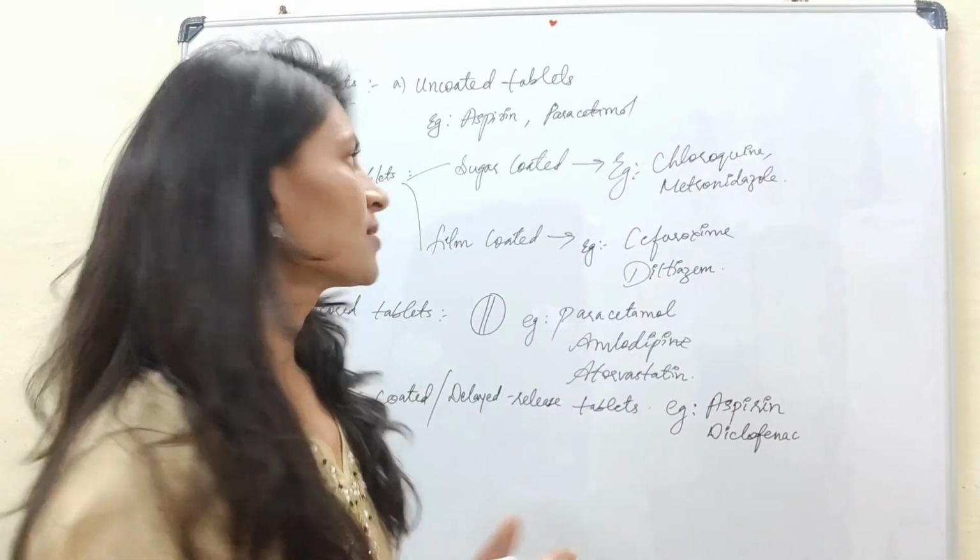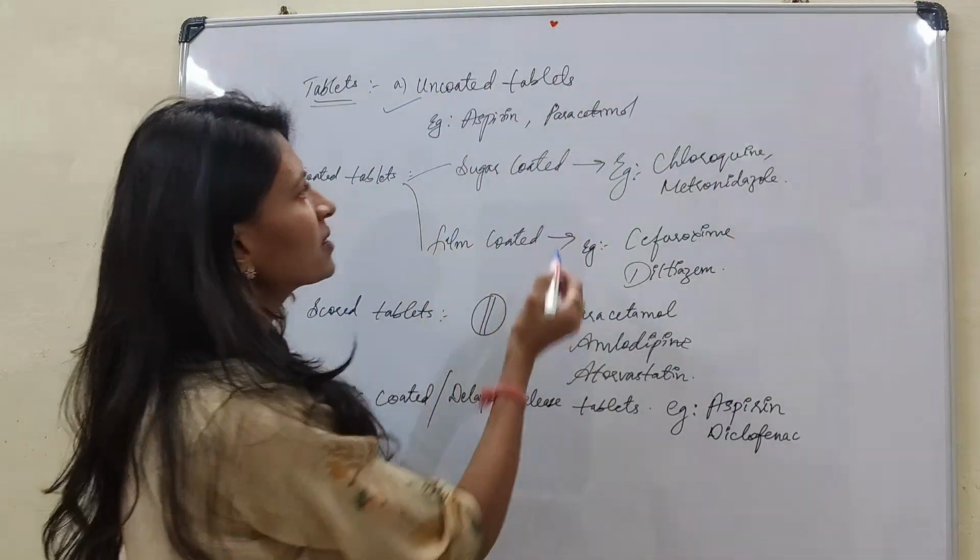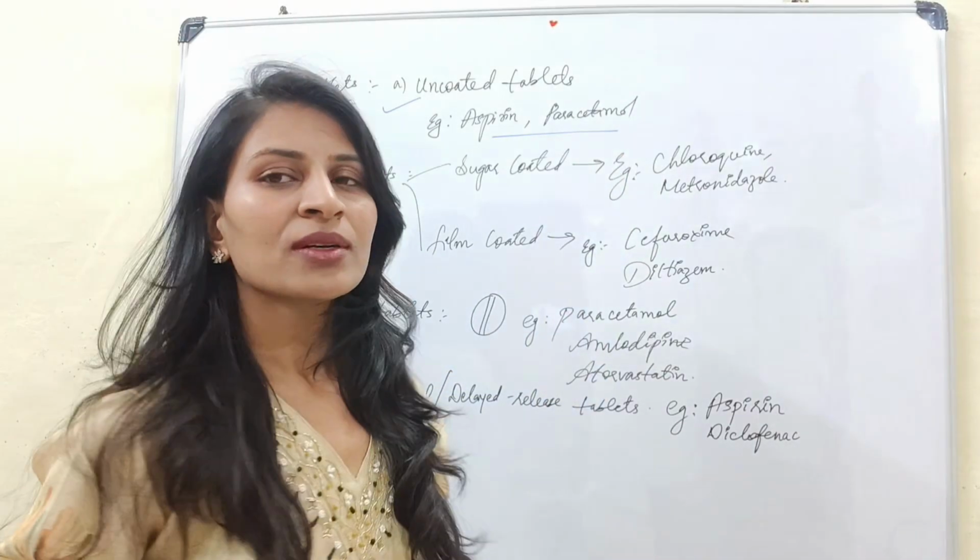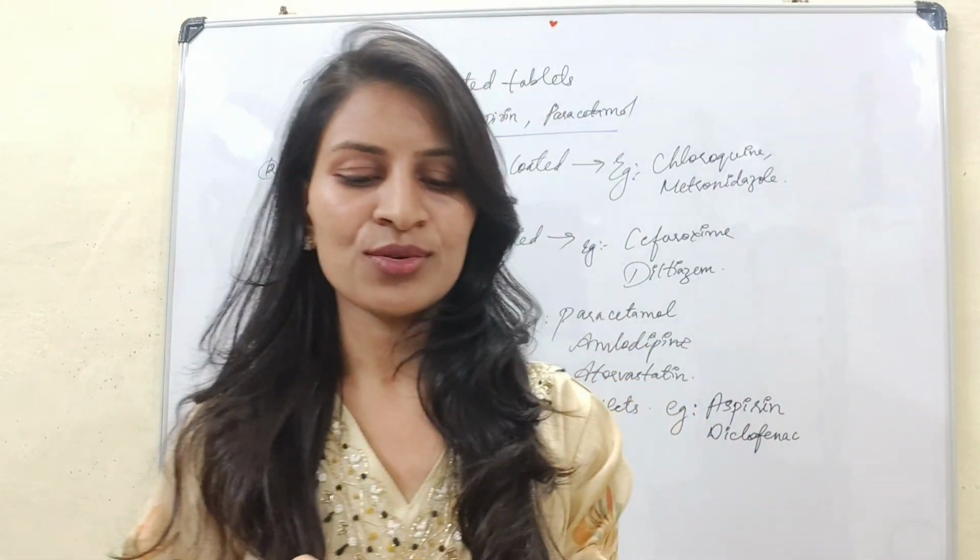The first one is uncoated tablets. Examples are aspirin and paracetamol. They don't have any coats. I have an example here. This is actually azithromycin. Can you see there's no other coat on the upper layer? This is an uncoated tablet.